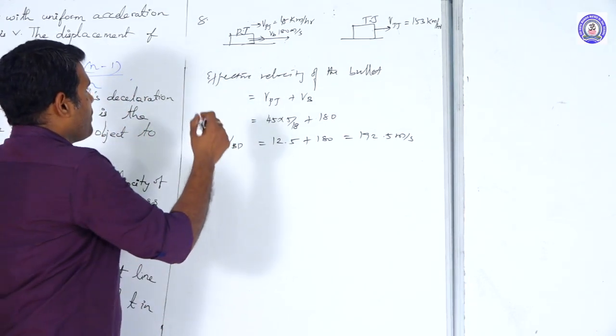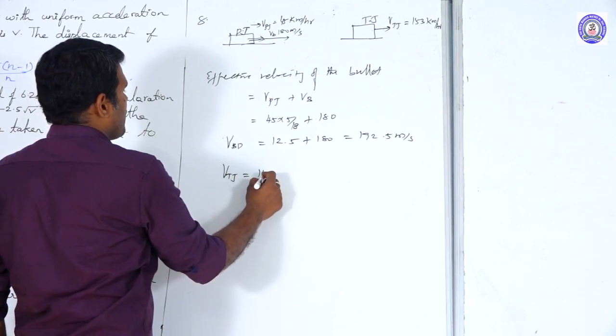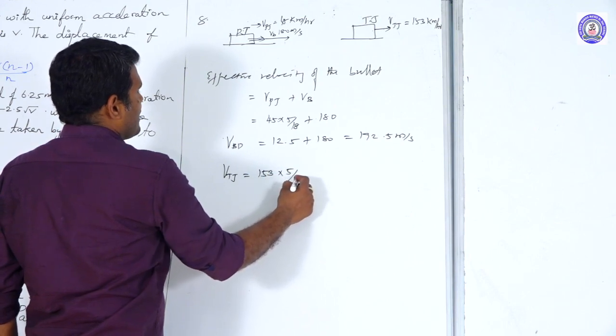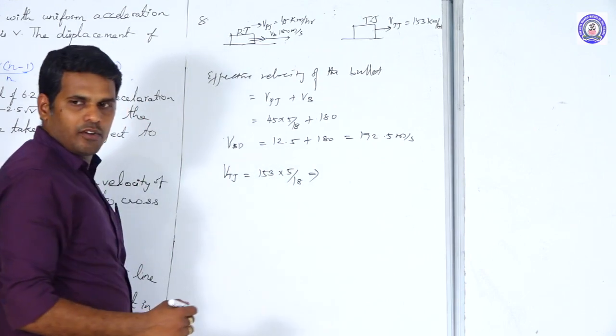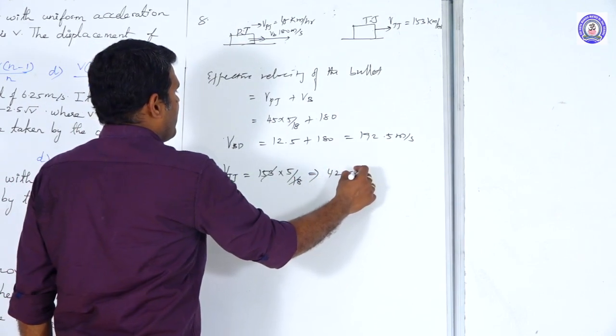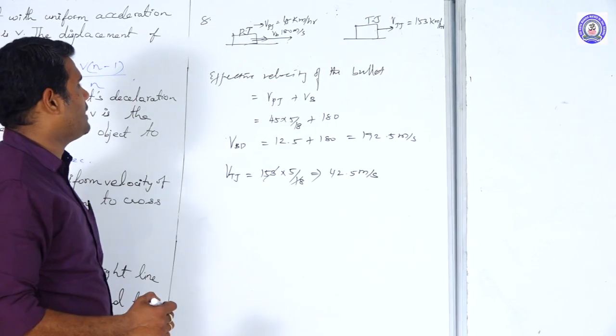Right? The velocity of the thief's jeep is in kilometer per hour, 153 kilometer per hour. You can convert it to meter per second by multiplying it by 5 by 18. What you will get is 42.5 meter per second.